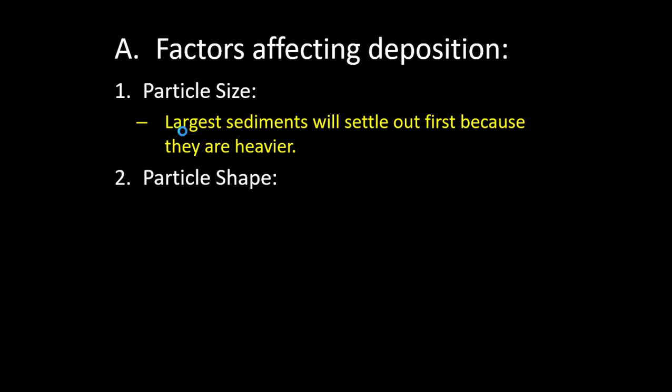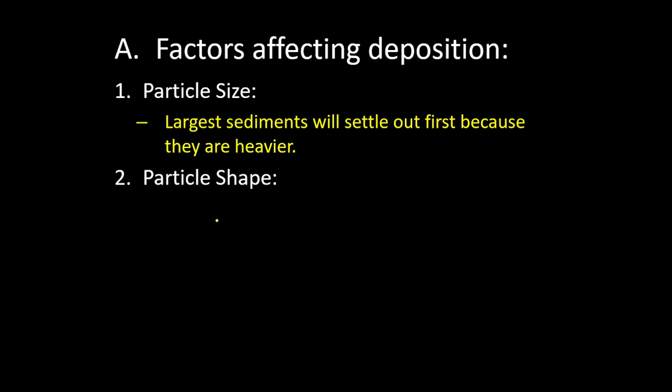So let's take a look at that. Here we have particles that are all the same density, but they're going to have a different size. So large, medium, and small, and we drop them in at the exact same time. You can see the largest particle made it to the bottom, followed by the medium one, and then the smallest one last. Bigger particles, faster settling rate.